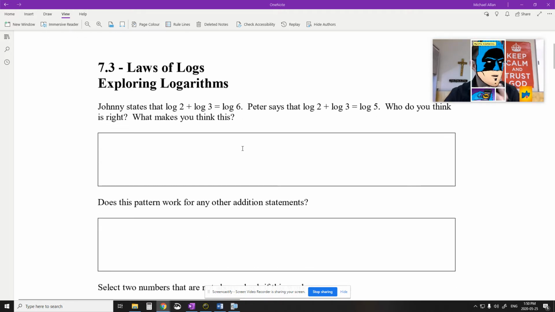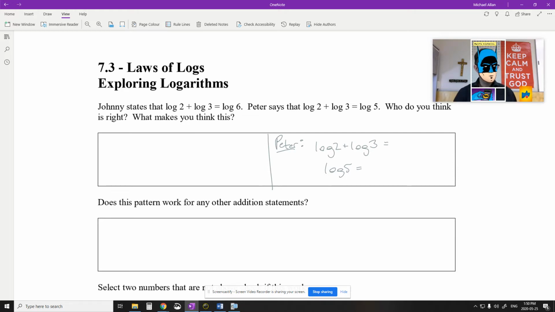Johnny states that log 2 plus log 3 is log 6. Peter says that log 2 plus log 3 is log 5. Who is right? The easiest way to double check who's right is to pull out a calculator. So let's look at Peter's first. Peter's way of saying this is log 2 plus log 3, and then we're going to look at log 5.